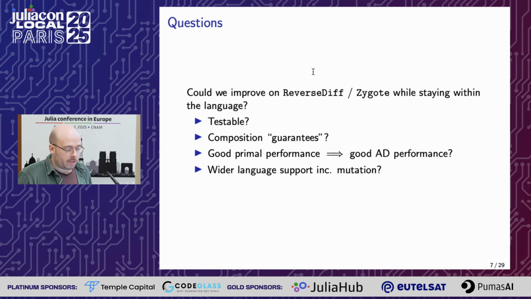You really want to have the property that if your original program is fast, you'll get good AD performance. That's the thing we'd like to give to users. And we don't have that with Zygote in many cases. And I also wanted to have wider language support than these other frameworks offered. Of particular note is mutation, so the ability to differentiate code that writes to arrays, writes to mutable structs, that kind of stuff.